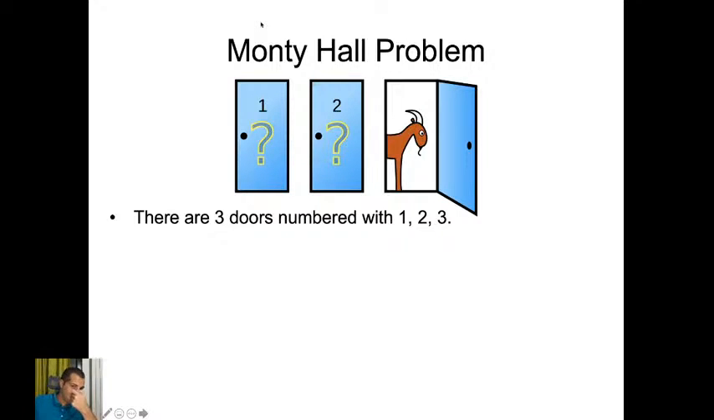So the problem is you're in a television contest, and you have a big prize behind one of 3 doors, and you have to optimize your chance to win this prize. Essentially, the host shows you these 3 doors, and you have to make a choice. Of course, at the beginning, these are equally likely, and you can make some choice.